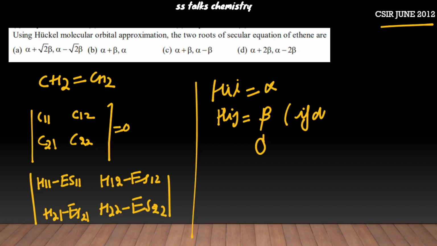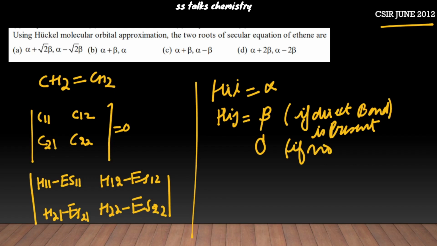So this is 1 if a direct bond is present between the carbon atoms, and 0 if there is no bonding. Here only two of these are present, and for the rest, for S_ii this value is 1, and for S_ij the overlap is 0. Okay, so now substitute this in the circular determinant that we have formed.